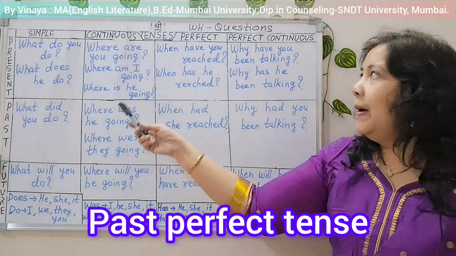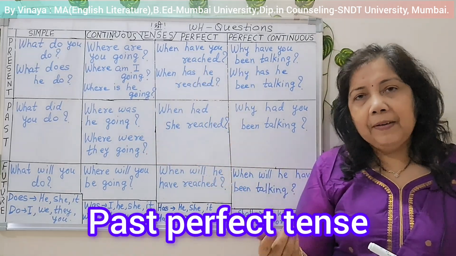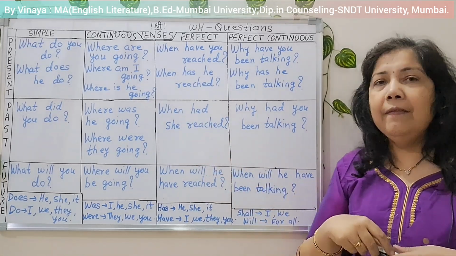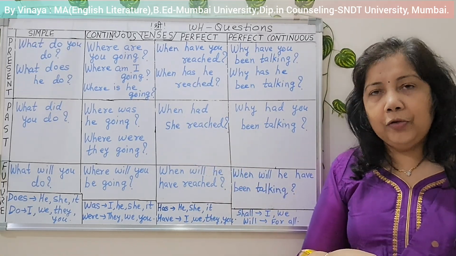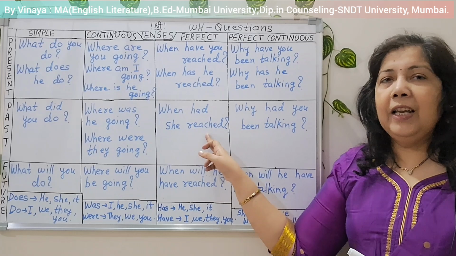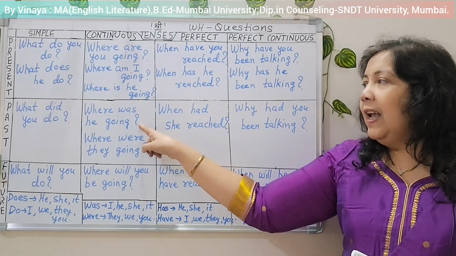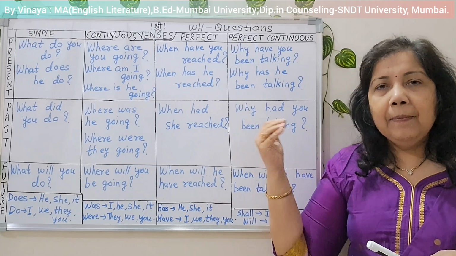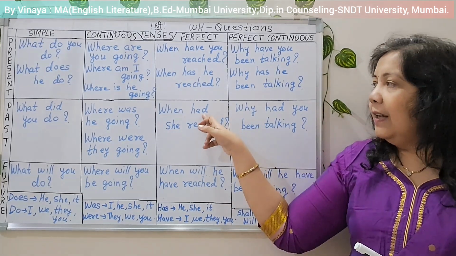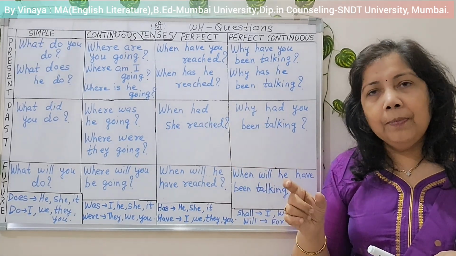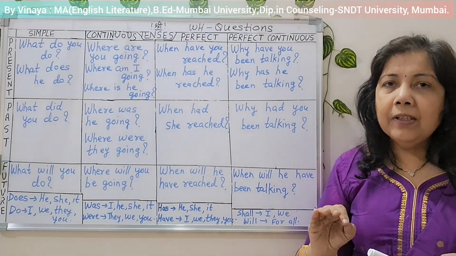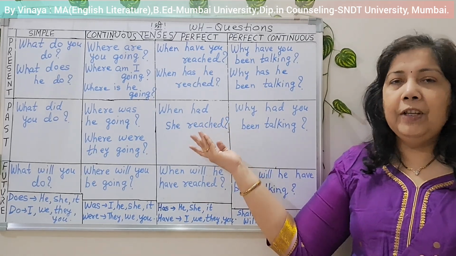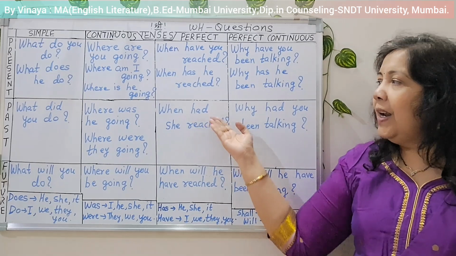Now the next is past perfect tense, and the question is, when had she reached? Here only one question again. The reason: has and have are present tense. The past tense of has and have is had. The past tense has only one form, had. So for all nouns and all pronouns, only had is used. So only one question, whichever noun or pronoun comes, the format remains the same.